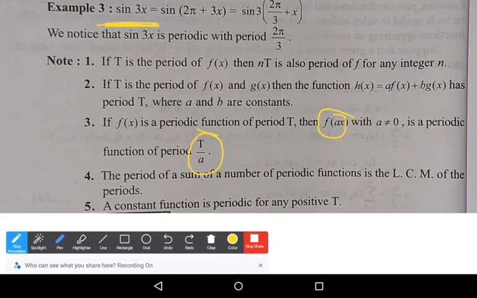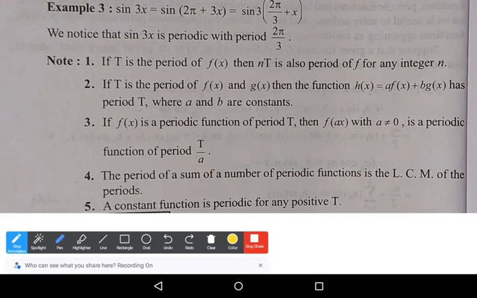Here we use the same condition as in the case of sin 3x. I said the same thing: p by mod a, where p is the period of sin x and a is the x coefficient. That's why we get 2 pi by 3. So remember this property: if f of x is a periodic function of period T, then f of ax with a not equal to 0 is also a periodic function with period T by a.